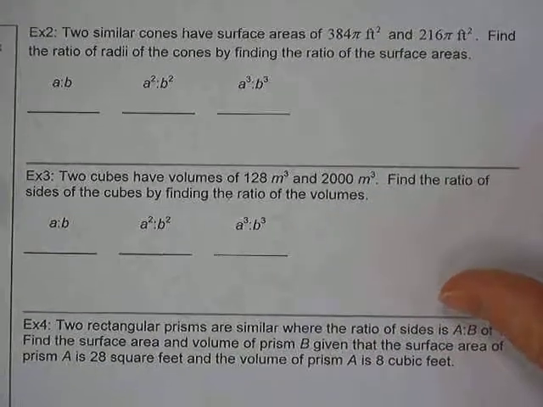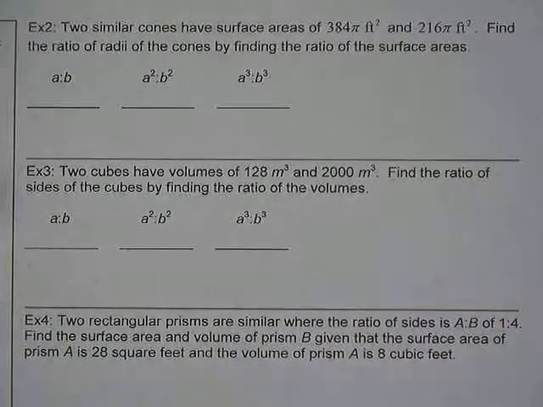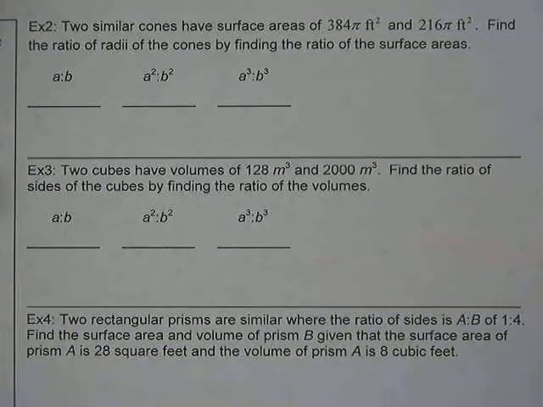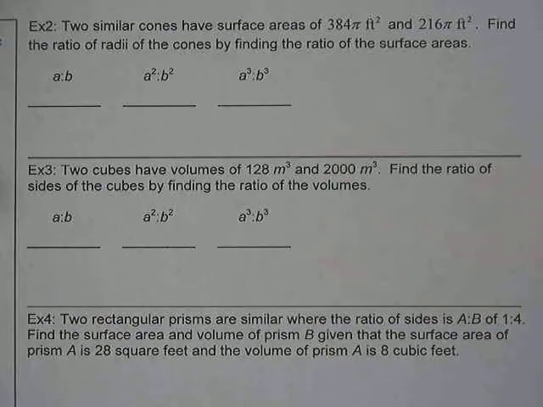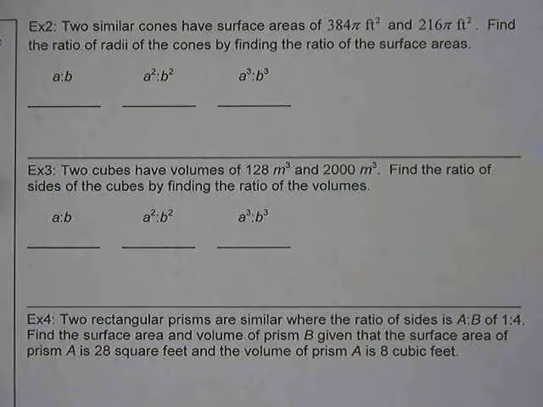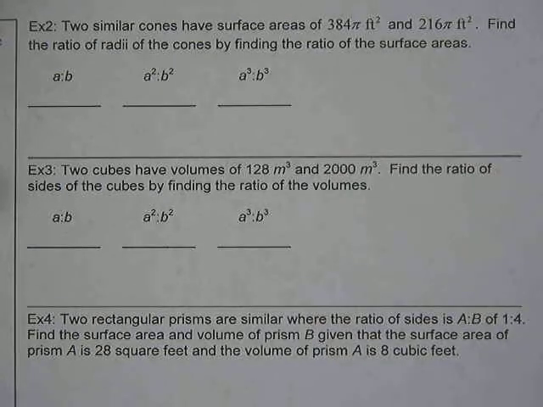So let's take a look at example 2. Two similar cones have surface areas of 384 pi and 216 pi feet squared. Find the ratio of radii of the cones by finding the ratio of the surface areas.